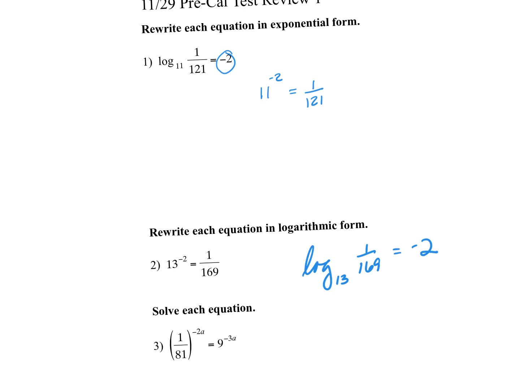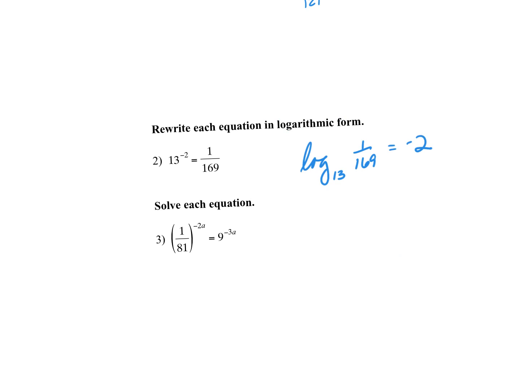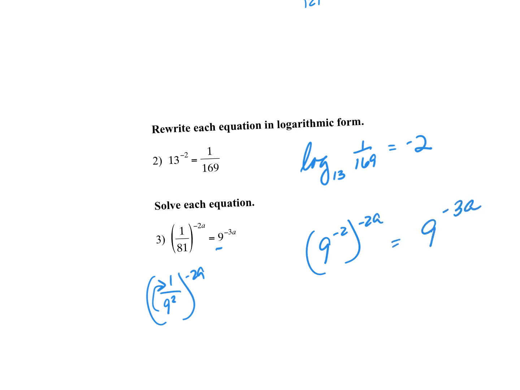So this next one, you have to have it in the same base. And I see that this second one is base 9, so I'm going to change the 1 over 81 to 9 to the -2a. Well, then to move the 9 squared upstairs, because it's got to be on the same level, it would be 9 to the -2 to the -2a equals 9 to the -3a. So that gives us 9 to the 4a equals 9 to the -3a. That means 4a equals -3a. And when I add 3a to that side, I get 7a equals 0.